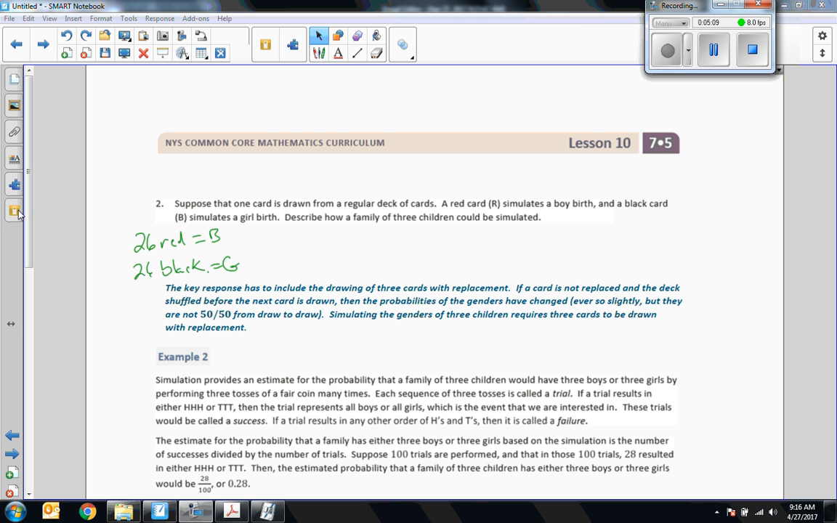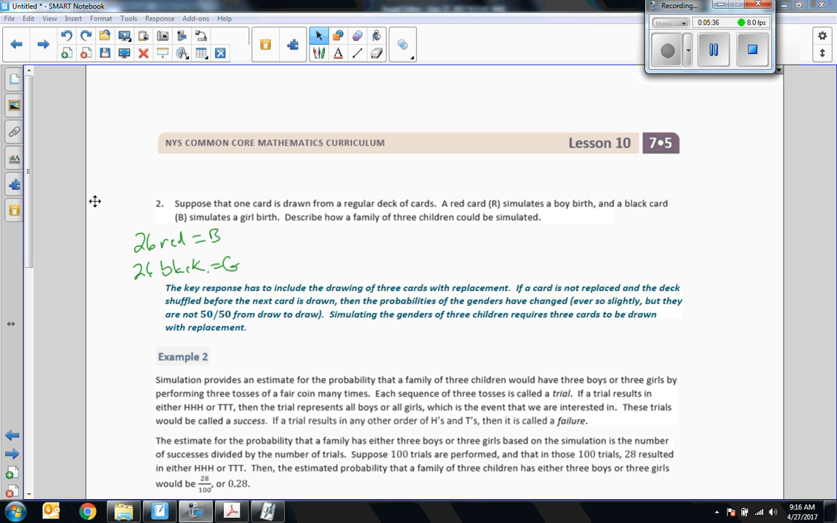Okay, this was a lengthy answer, so I just brought it in and typed. The key response has to include the drawing of 3 cards with replacement. If a card is not replaced and the deck shuffled before the next card is drawn, then the probabilities of the genders have changed. Ever so slightly, but they are not 50-50 from draw to draw. So simulating the genders of 3 children requires the cards to be drawn with replacement. We draw it, we put the card back in, we shuffle, we draw.